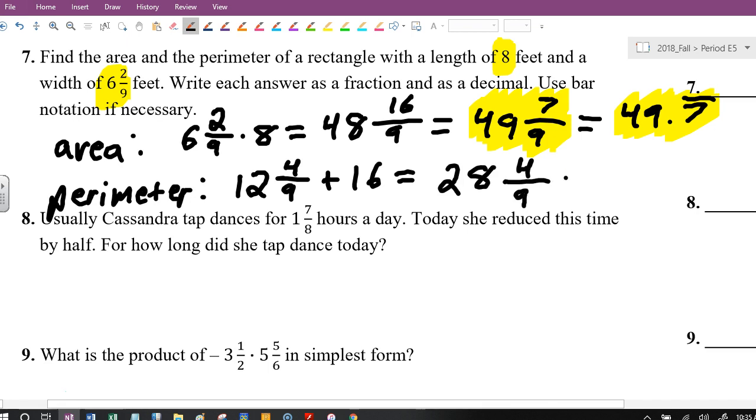All right, how do we write that as a decimal? 28.4 with a bar. Excelente. Do we agree with that? Is that what you guys got? All right, thanks, Squidward. You're welcome.